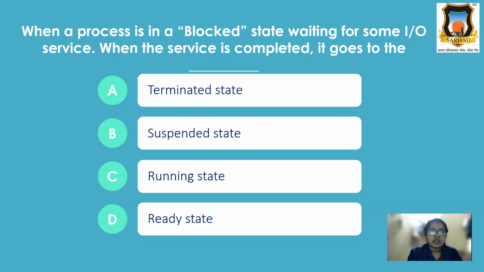Moving to the next question. When a process is in a blocked state, waiting for some input or output service, when the service is completed, it goes to option A, terminated state, option B, suspended state, option C, running state, and option D, ready state. And the answer is option D, ready state.